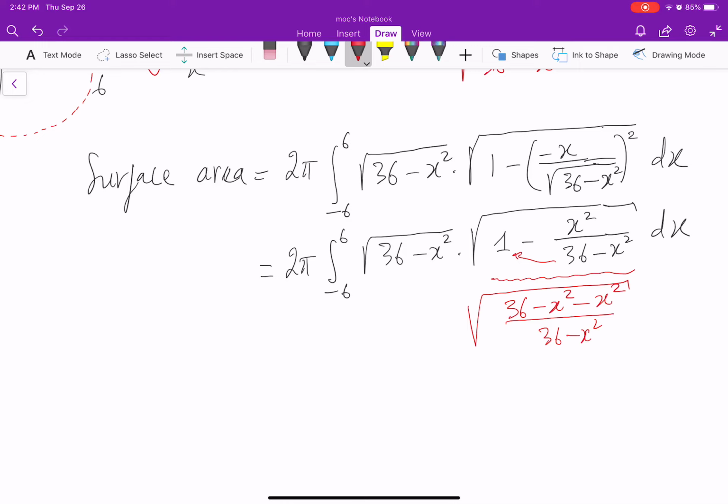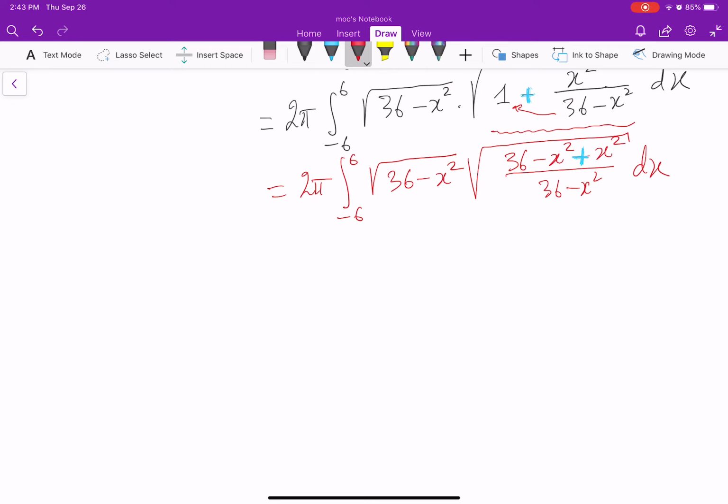Oh, no, sorry. I think I got the wrong formula in here. Actually, this should be plus, you see? I felt something was wrong. So this is plus. If we have plus over there, x squared minus x squared will be cancelled out. Perfect. We have a very simple integral: 2 pi, integral from -6 to 6, of 36 minus x squared, dx.